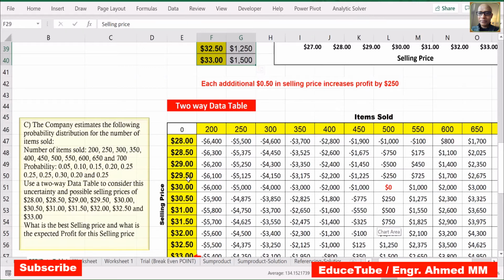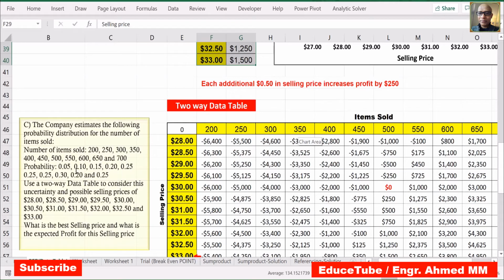So how to arrange this? Values of one input variable must be arranged vertically, same as a column. So we put the selling price here, and the other input variable must be arranged horizontally, this one. So vertically and horizontally.